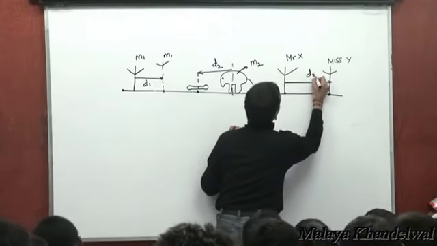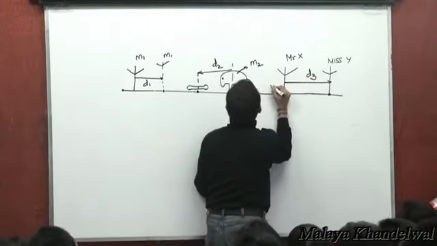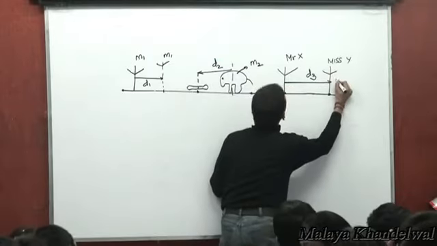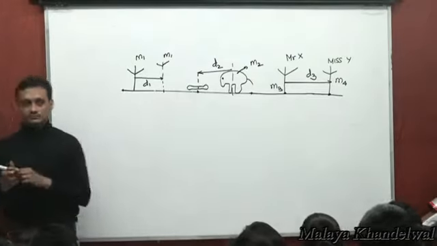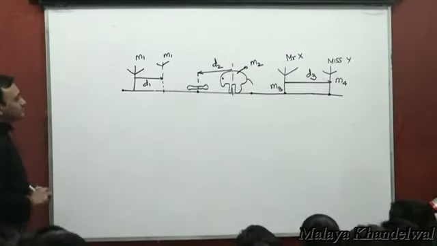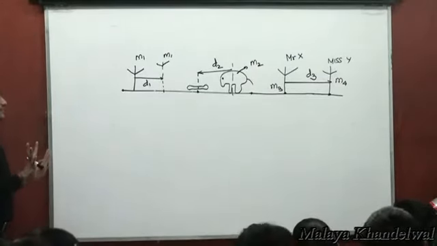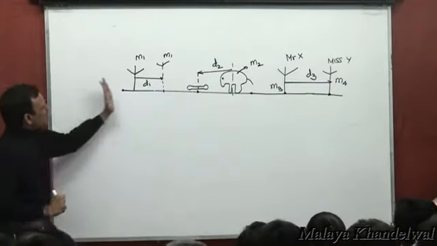D3 units to the right. Mr. X mass m3, Miss Y mass m4. Now this guy does his job.